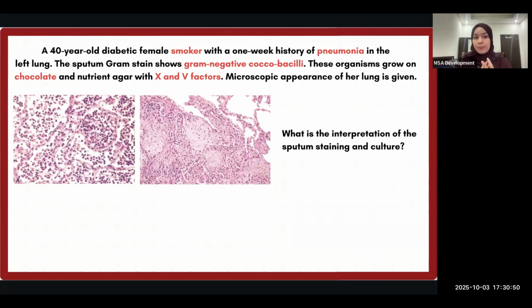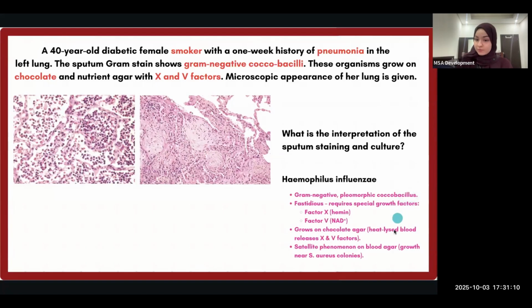Okay, here we have a 40-year-old diabetic female smoker. History of pneumonia. Sputum shows gram-negative coccobacilli. And the organism grows on chocolate agar with factor 5 and 10. These are all very important features. So based on all of this, what do you think the organism is? This is Haemophilus influenzae.